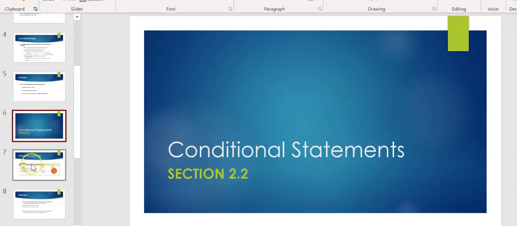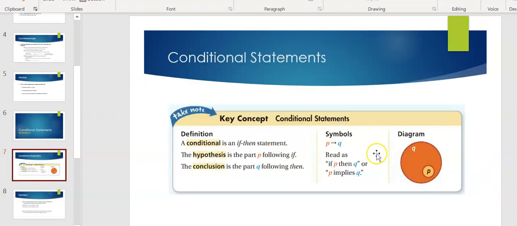now we're starting to look at conditional statements. What is a conditional statement? So a conditional statement is just our if-then statement. So if the sun is shining, then I am happy. So that is what we're doing. We break this down into its 2 parts.